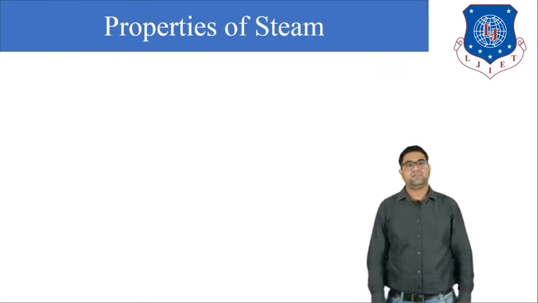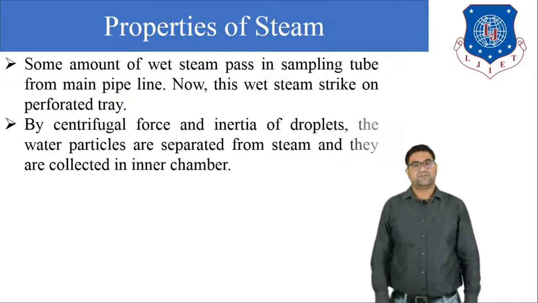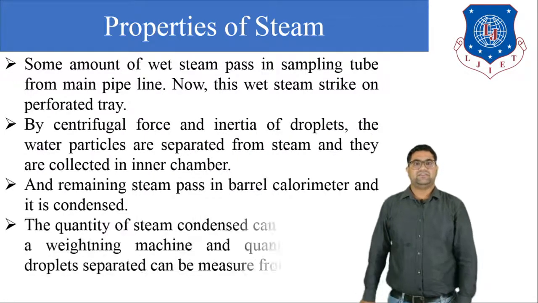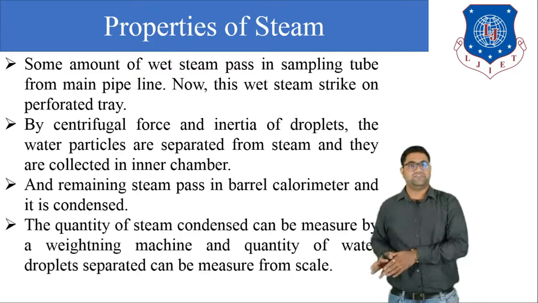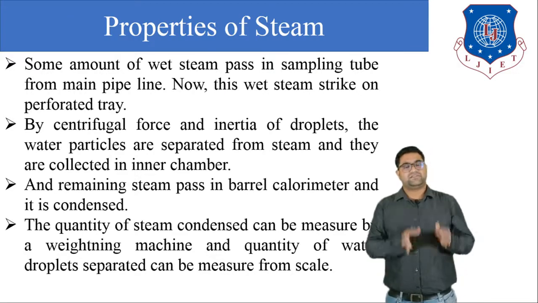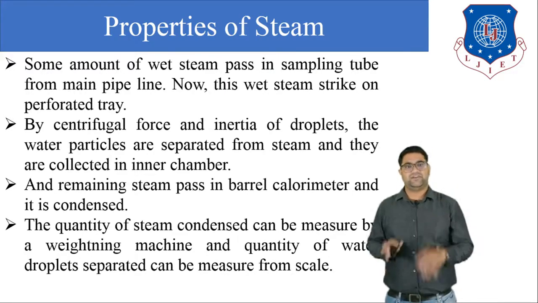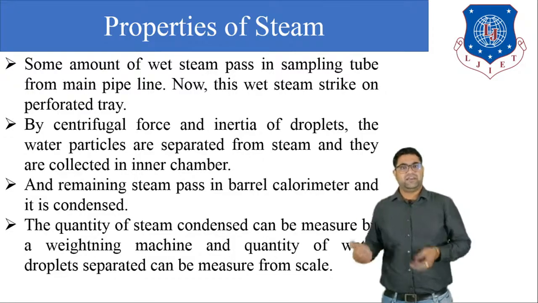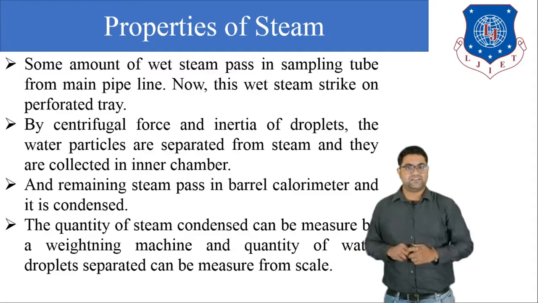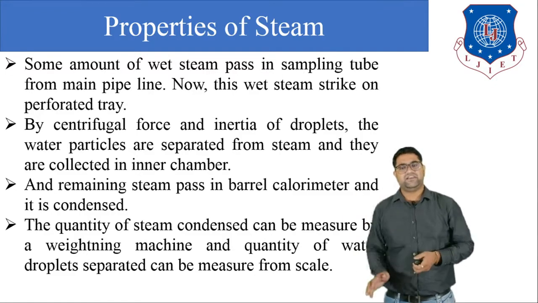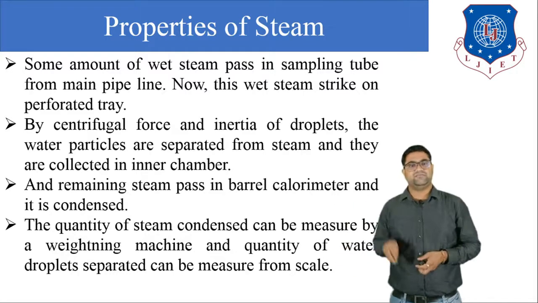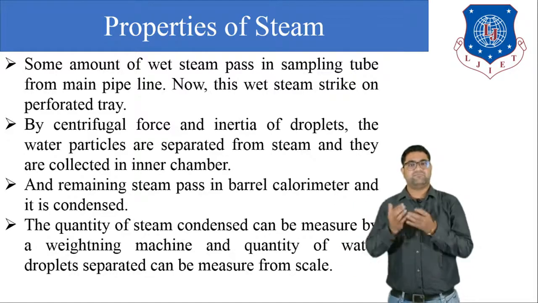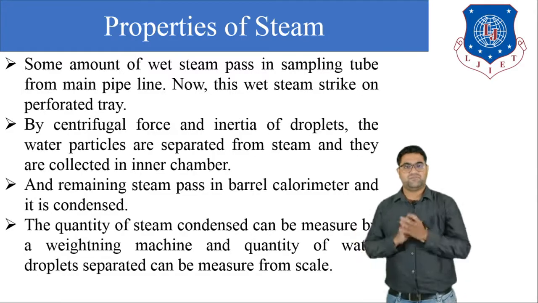Okay, so the whole procedure is given here: some amount of wet steam is passed in the sampling tube through the main steam pipe, and then this steam strikes the perforated tray. On the perforated tray the water particles are separated and collect in the inner chamber. The remaining steam passes into the barrel calorimeter. The quantity of steam which is condensed can be measured with the help of the weighing machine.